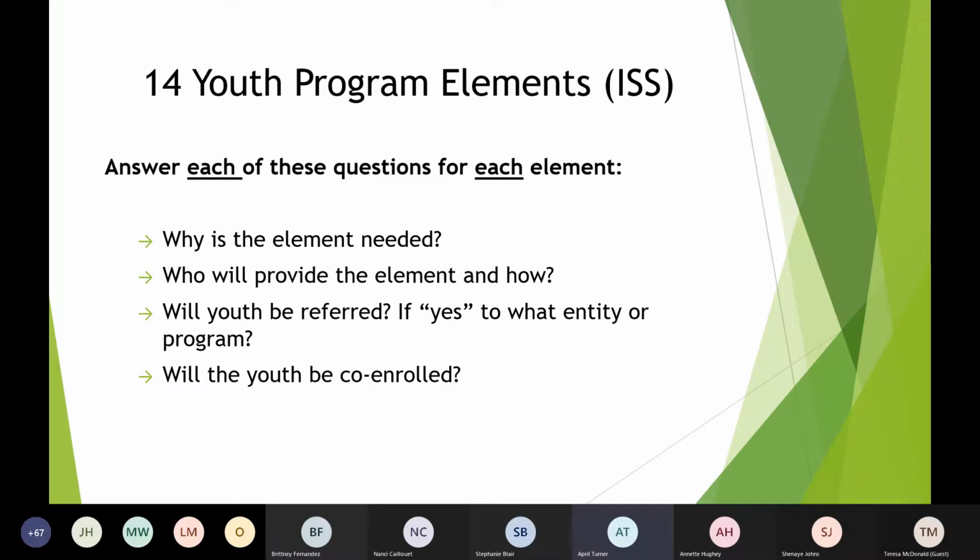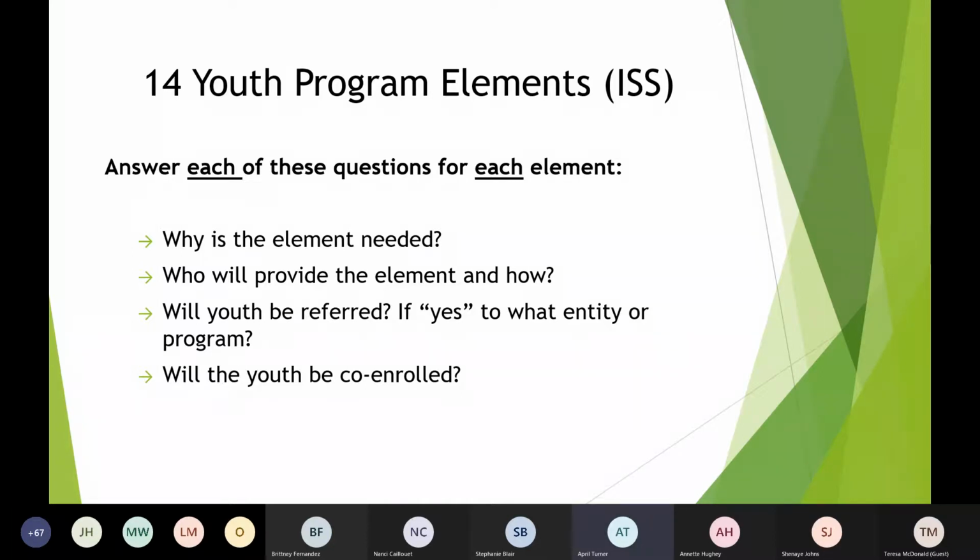14 program elements for the ISS, and you have to answer each of these for each element. Why is this element needed? Is this something that the participant needs? If it's not needed, you just put NA. But if it is needed, then you need to say what that participant is needing for that element.